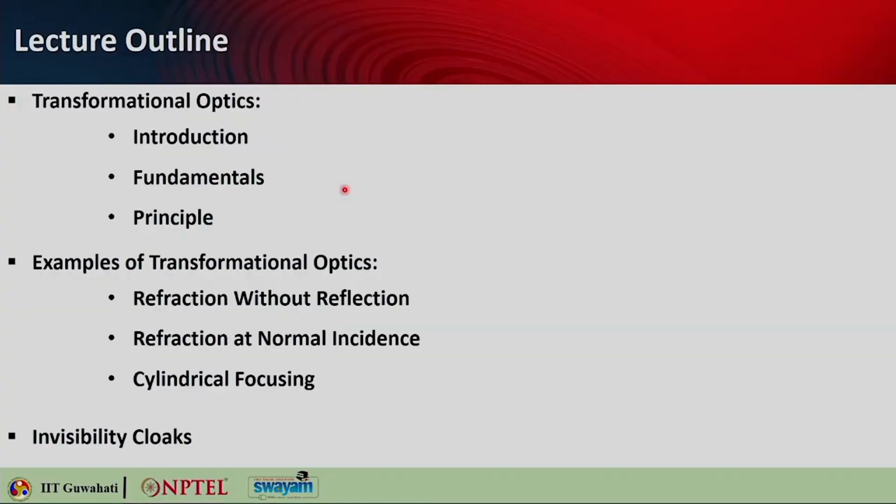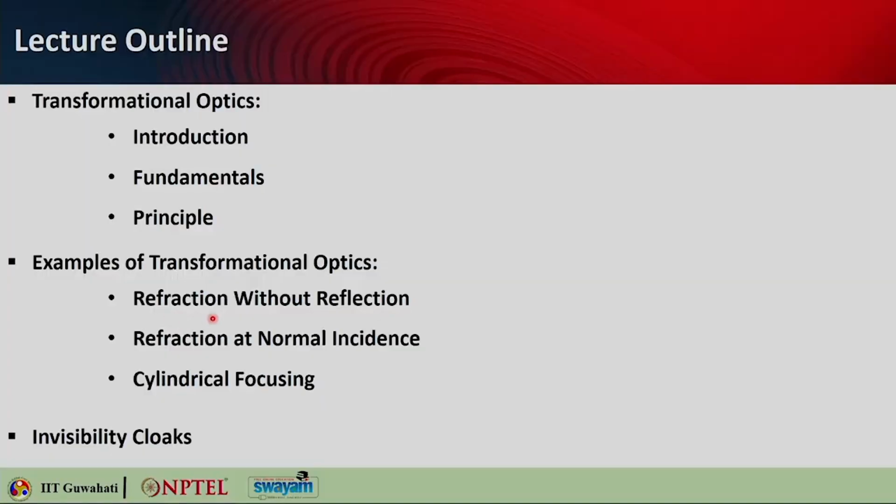So here is the lecture outline. Transformation optics: we will discuss the basis of it, the fundamentals, the principles and mathematical forms in this particular field of science. Then we will take up some examples of transformation optics and see how this helps us achieve some features which are not naturally seen.